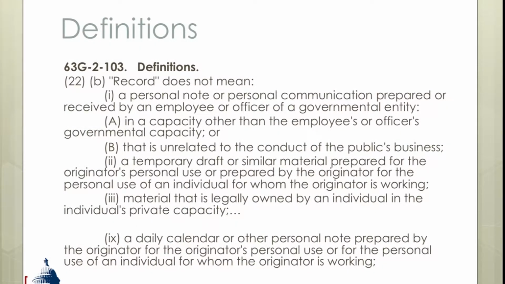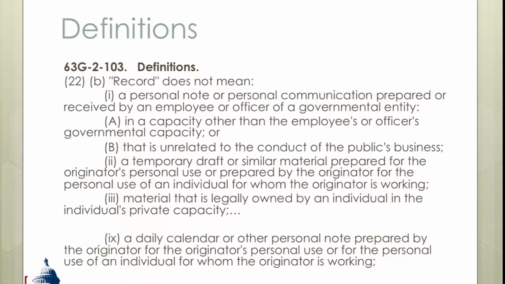So the law goes on to say what a record does not mean. The points on this slide are a few of the most common ones, but there's a lot more identified that are not records. A record is not a personal note or personal communication prepared or received by a government employee in their personal capacity. So if there's email in your email box or other things that you have at work that are about your personal business and not about work, those things are not records.